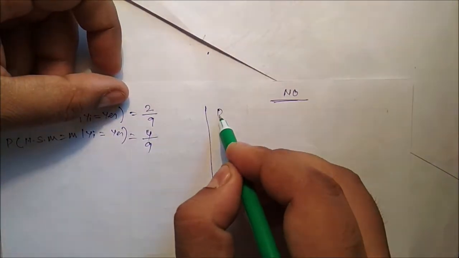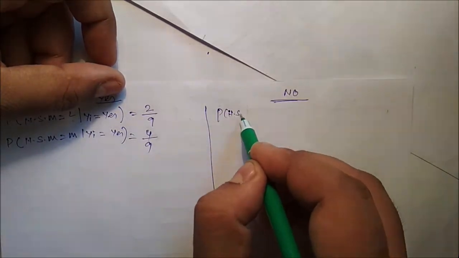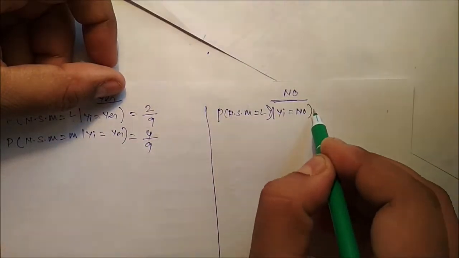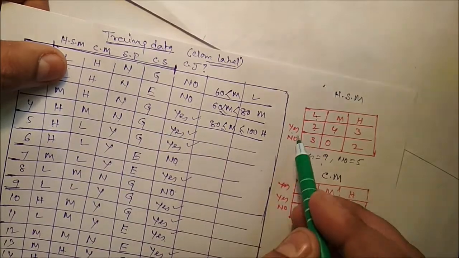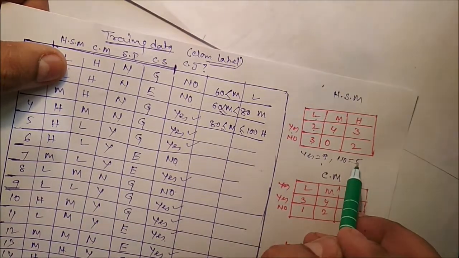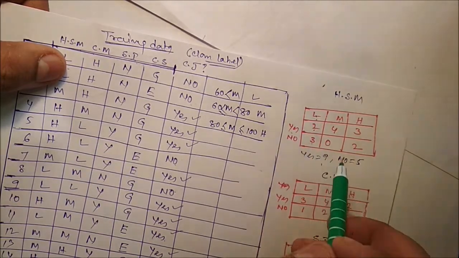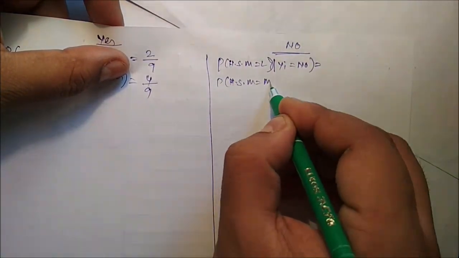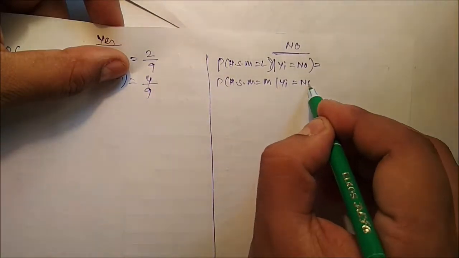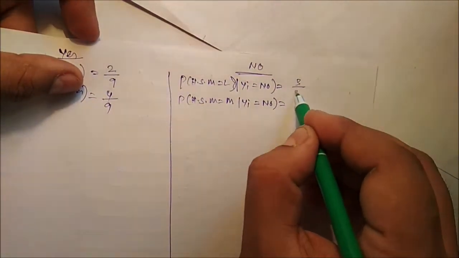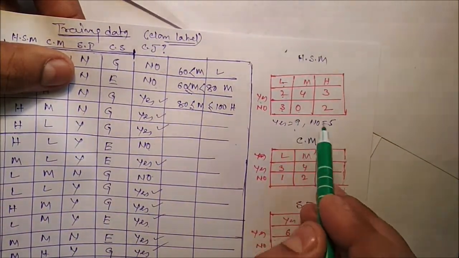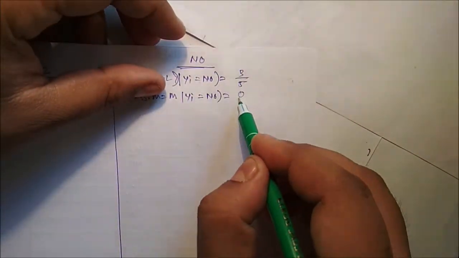Similarly, in the no class, what is the probability of high school marks low given that the class level is no? It is 3 by 5. Total 3 no's are there if it is low. So here it should be 3 by 5. Similarly, what is the probability of high school marks medium given that the class level is no? Here it should be 3 by 5. Okay. So what is the probability of high given that class level is no? It is 0, so you have to write 0 by 5.